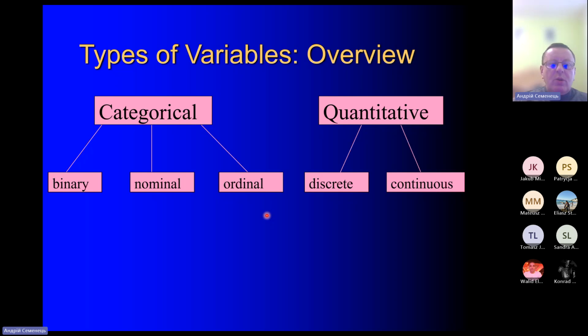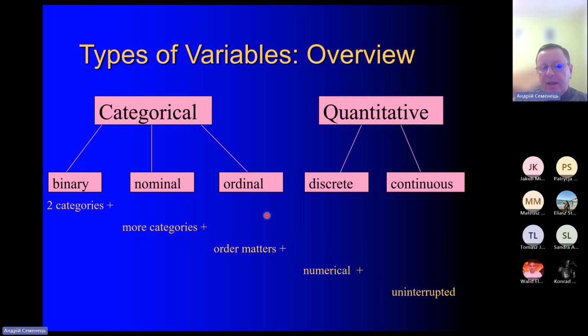Okay, now a quick overview. Again, we're back to the mathematical facts of variables. What types of variables do we have? Actually, all that we can deal with can be grouped into two large categories: categorical and quantitative. Categorical could be divided into binary, nominal, or ordinal. And quantitative into discrete numerical or continuous. What does it mean?